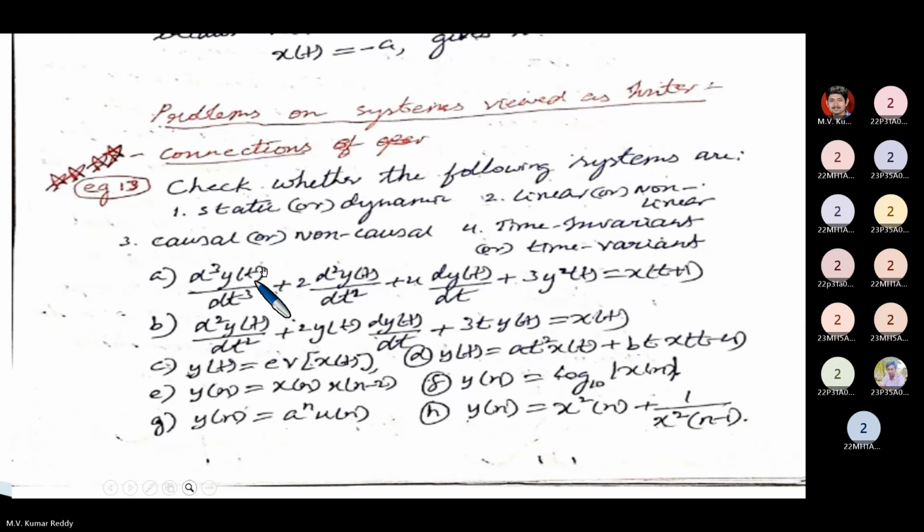Now A, what is the order of A? Order of A is 3.